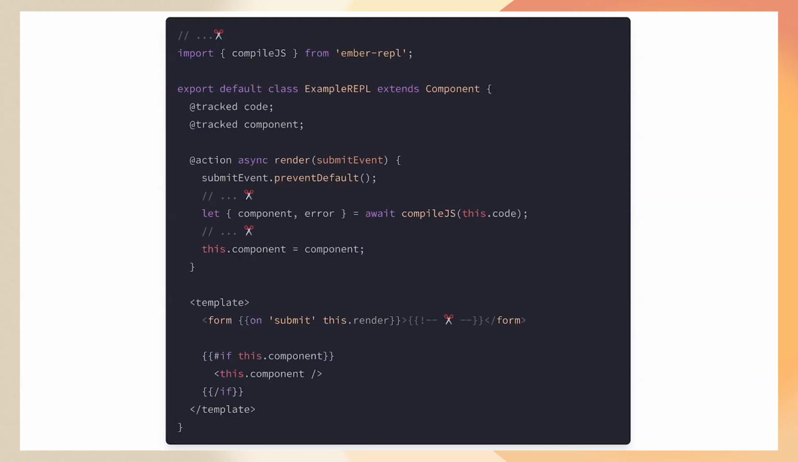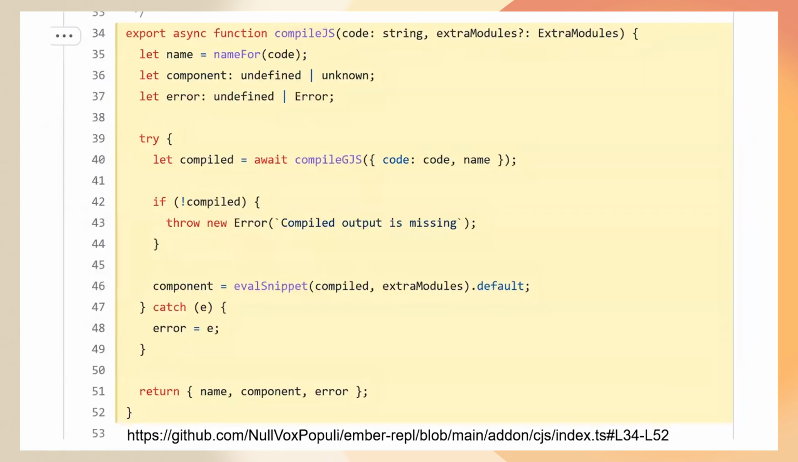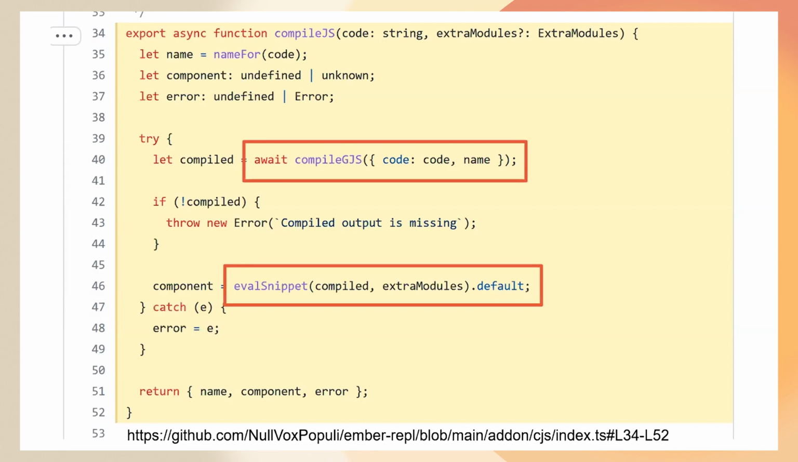The bulk of what happens is in this compile.js function. But what's that do? Let's dive into the rabbit hole and reveal that there is no such thing as magic. So here there's just some re-exports declaring public API. We need to go deeper. There are only two areas of interest in this function. This compile.gjs invocation, as well as eval snippet.